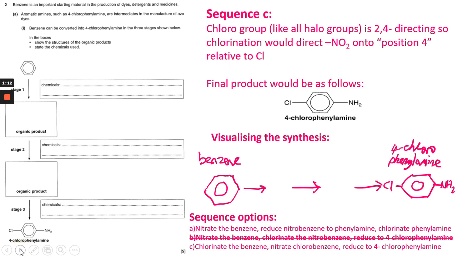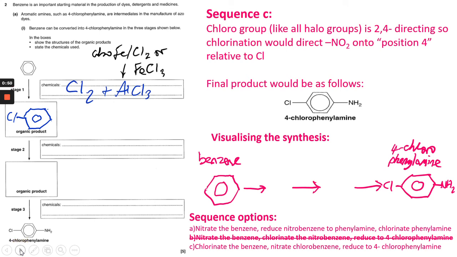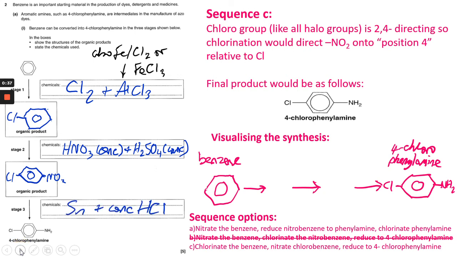So if we now look at sequence C, the chloro group is 2,4 directing, so chlorination would direct the nitro group onto position number 4 relative to Cl, so that would work. And then you could go on and reduce the nitro group to NH2. So doing this way, again, you chlorinate using Cl2 and AlCl3. You could also use Fe and Cl2 or FeCl3 as your halogen carrier. Then you nitrate your chlorobenzene, and that puts the nitro group on position number 4 relative to chlorine. And then you simply reduce the nitro group to NH2.